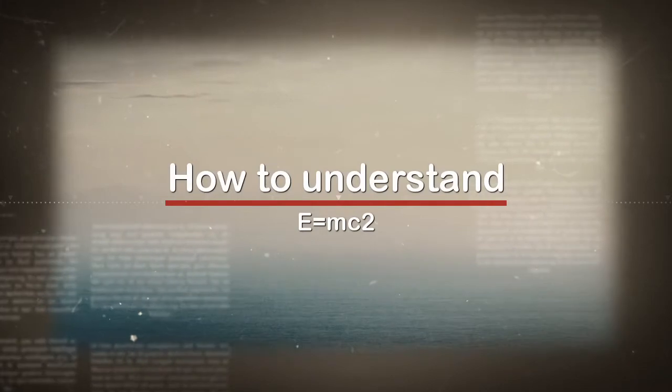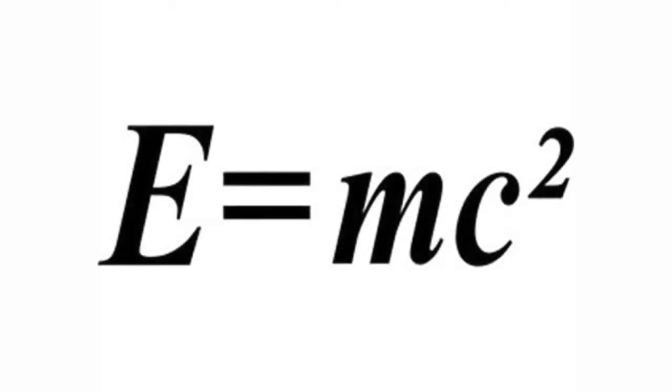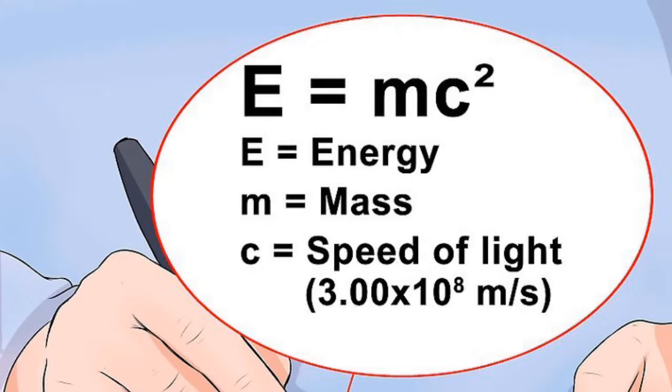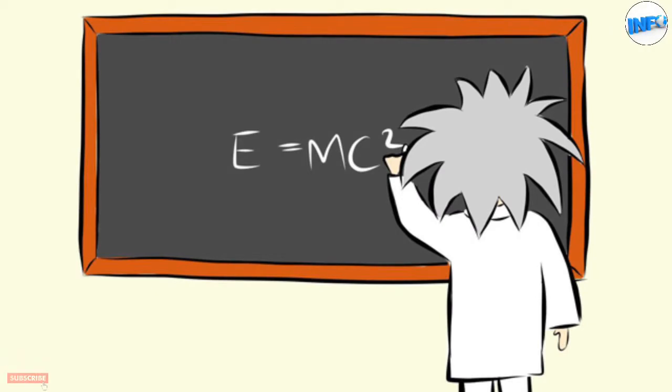How to understand E equals mc². In one of Albert Einstein's revolutionary scientific papers published in 1905, E equals mc² was introduced, where E is energy, m is mass, and c is the speed of light in a vacuum. Since then, E equals mc² has become one of the most famous equations in the world.